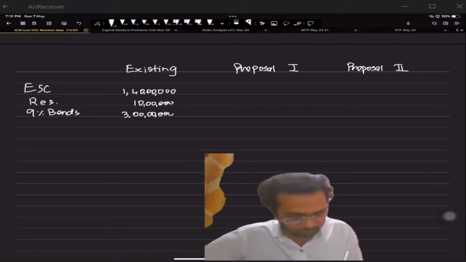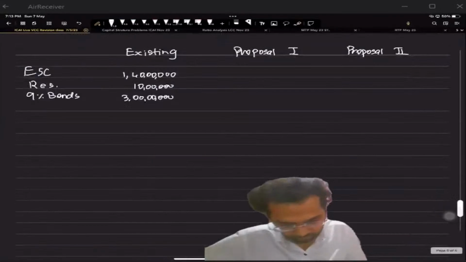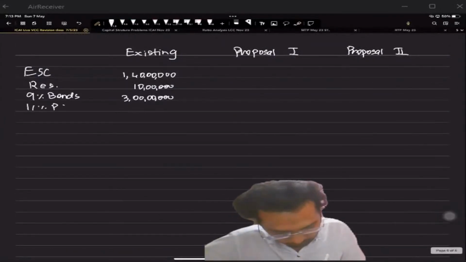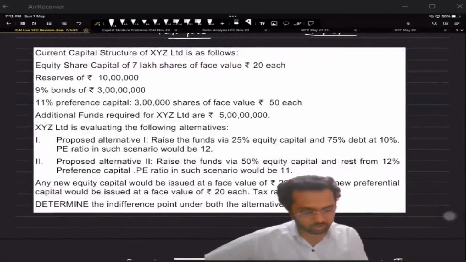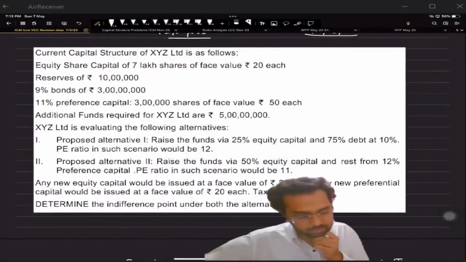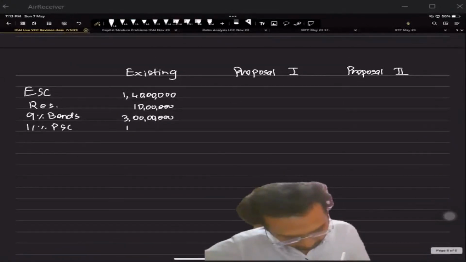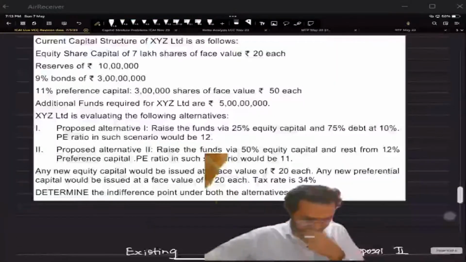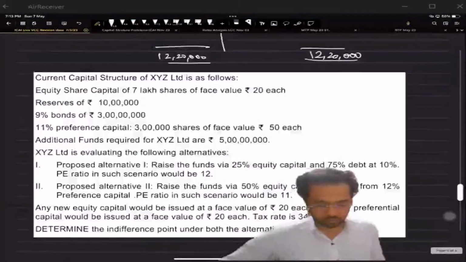Okay. And 11% preference shares. They have 3 lakh shares of rupees 50 each. So that translates to 1 crore 50 lakh. Okay. The additional fund requirement is this 5 crore, and that 5 crore needs to be raised through the proposals.